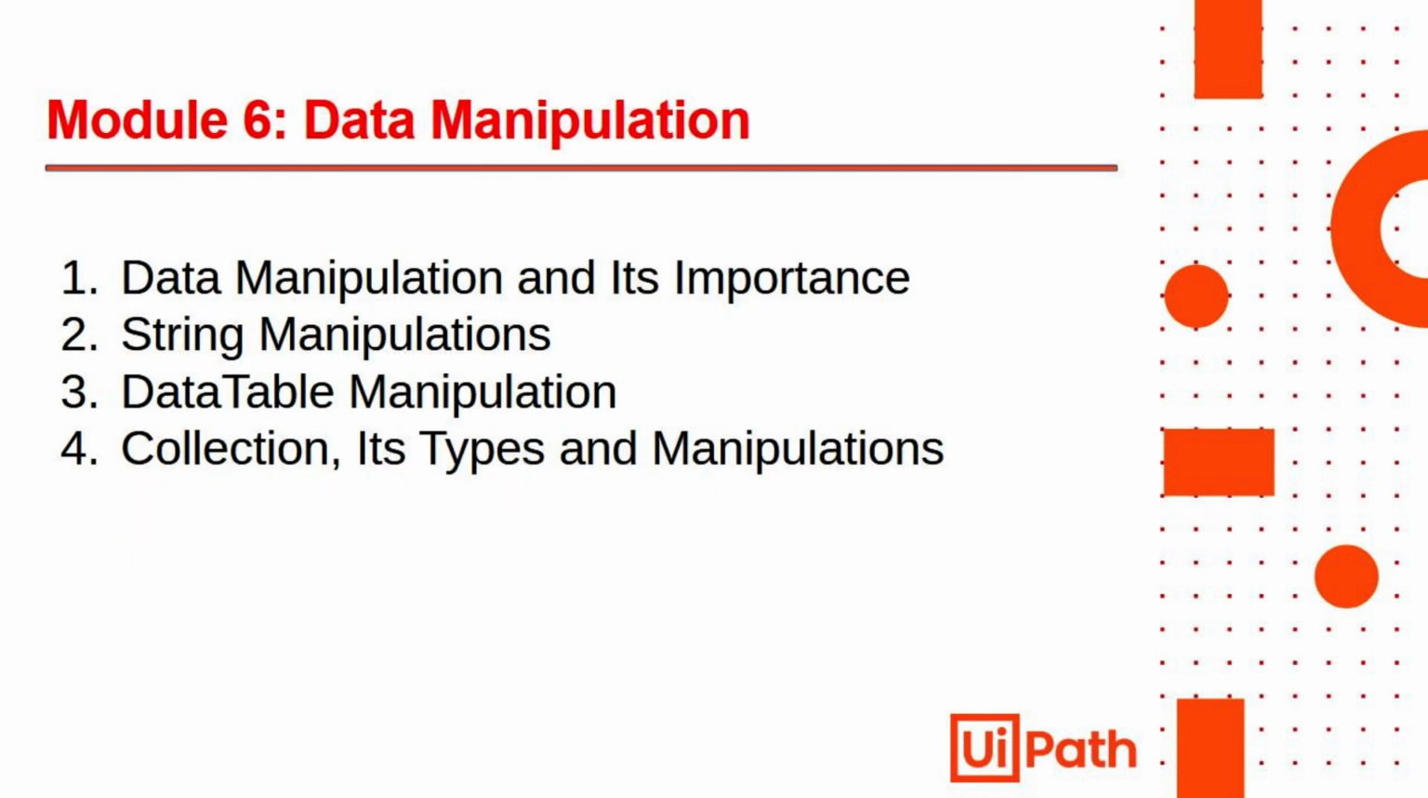Module 6. Data Manipulation. The student should be able to describe the importance and reasons why data manipulation is used, for example, conversion from one data type to another data type. Explain how strings can be manipulated, for example, by using VB string methods and regex builder. Explain how to iterate and manipulate data on various collections, for example on lists, data tables and dictionaries.